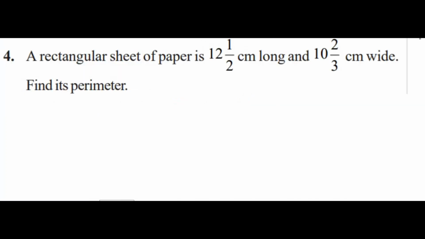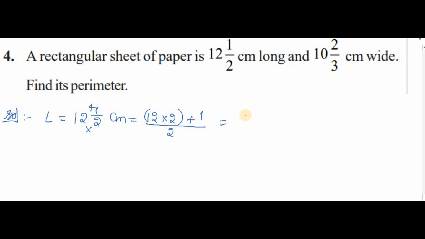So students, we all know this, and now the question we copied in the notebook, and now we are going to write the solution for this. Given long is nothing but length, so 12 1 by 2 centimeters. First of all, it is a mixed fraction. First we'll convert this into an improper one: multiply whole number and the denominator, add the answer to the numerator, over the denominator. 12 2s are 24 plus 1 by 2. 24 plus 1 is 25 by 2 centimeters.